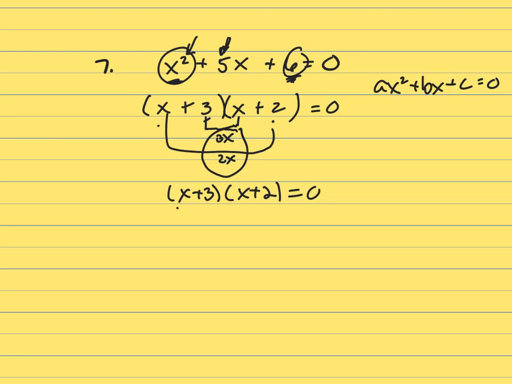What's the only way you can multiply two things together and get 0? One of them must equal 0. X plus 3 equals 0, or x plus 2 equals 0. So x equals -3, x equals -2.